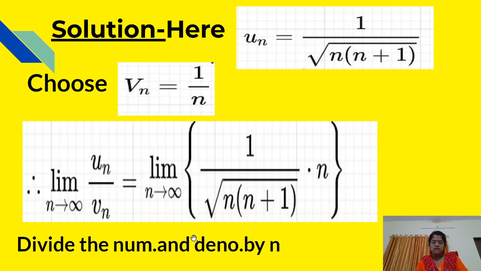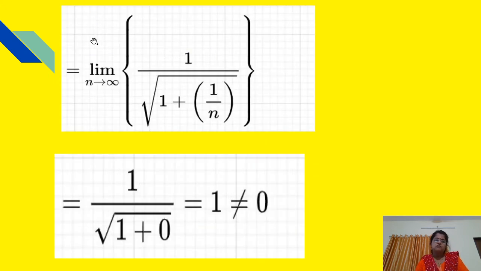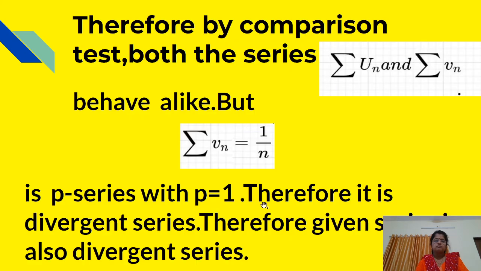Now we will divide the numerator and denominator by n. And therefore we will get limit n tends to infinity 1 upon under root 1 plus 1 upon n. When n tends to infinity, this 1 upon n will be 0. And therefore we have 1 upon under root 1 plus 0, which is equal to 1, and which is not equal to 0. And therefore, by comparison test, both the series, that is summation un and summation vn, behave alike.